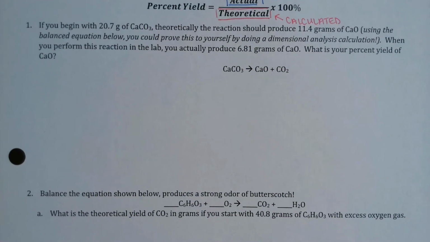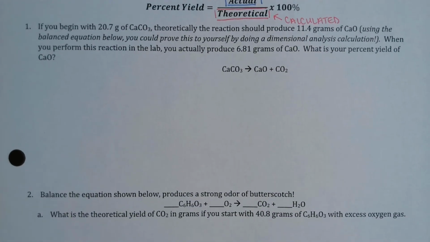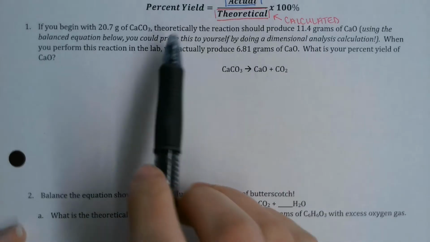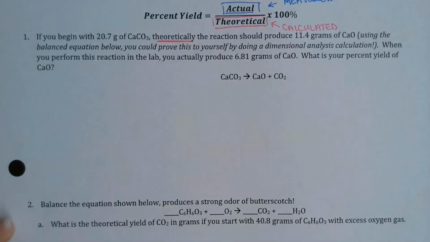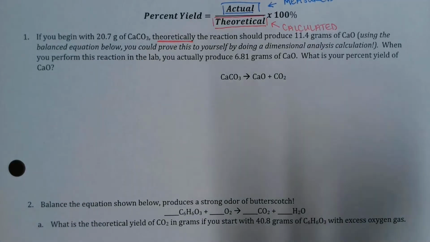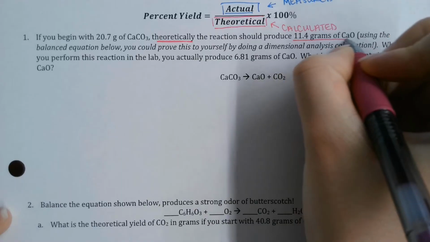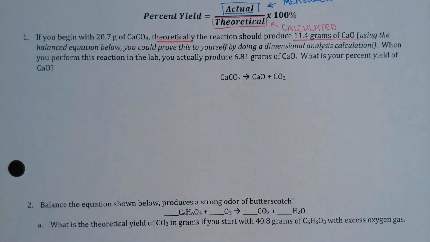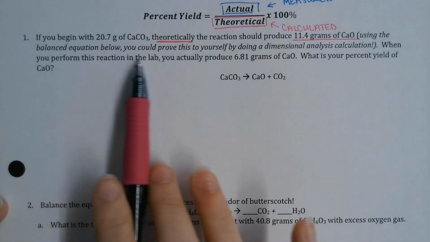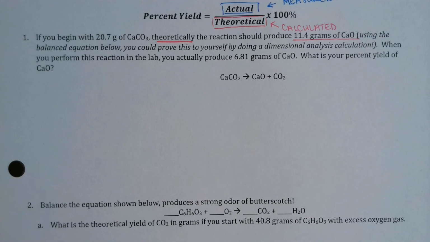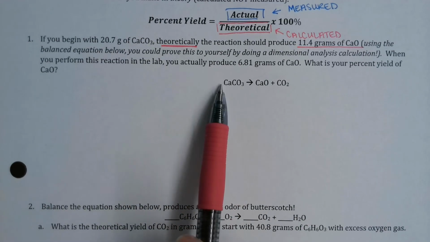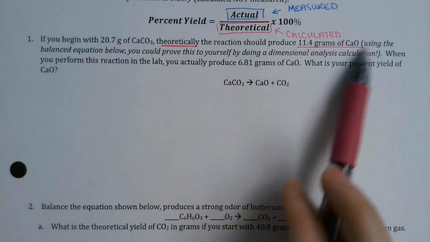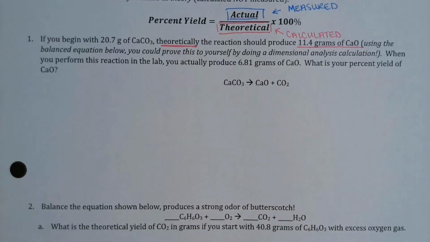In number 1, if you begin with 20.7 grams of calcium carbonate, theoretically the reaction should produce 11.4 grams of calcium oxide. Using the balanced equation below, you could prove this to yourself by doing the dimensional analysis calculation, right? Where we go from grams to moles, moles to moles, moles to grams, and we can get that. I did it for you.